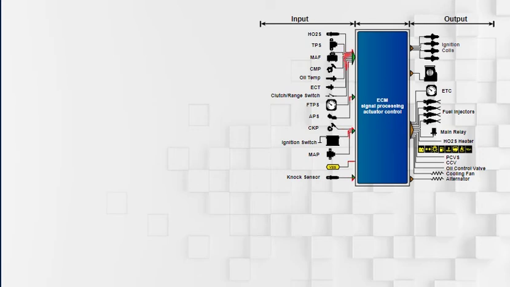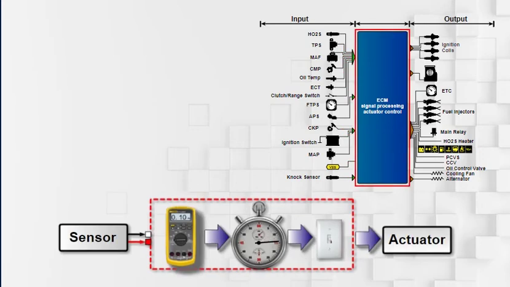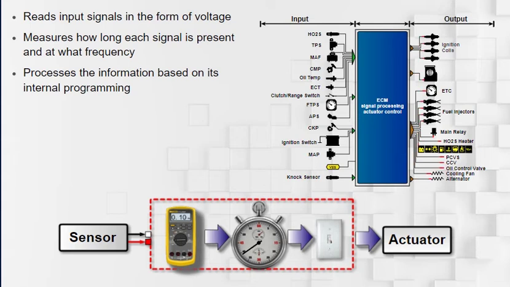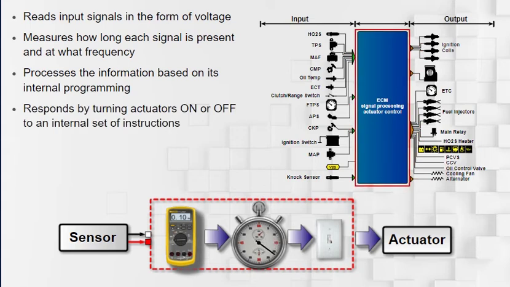It's useful to think of the ECM as a high-tech voltmeter with a built-in stopwatch and a switch. Why? Because the ECM reads input signals in the form of voltage, measures how long each signal is present and at what frequency, processes the information based on its internal programming, and responds by turning actuators on or off according to an internal set of instructions.